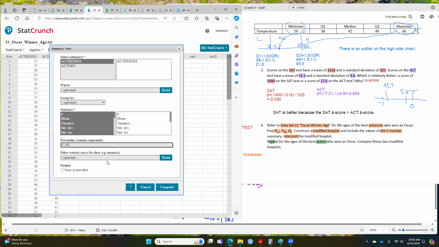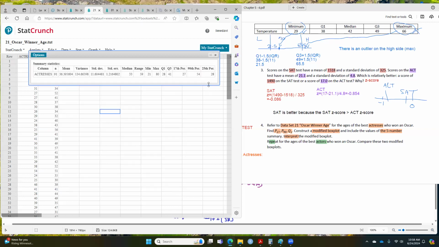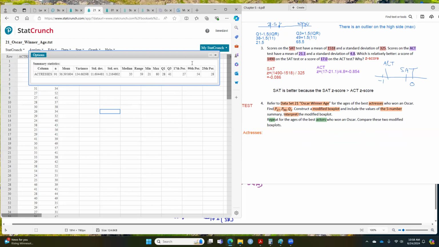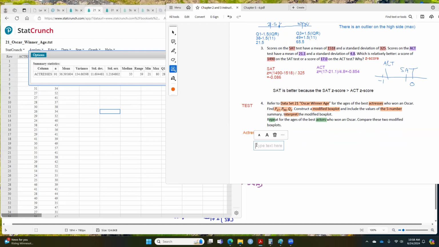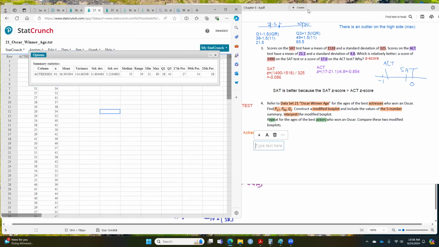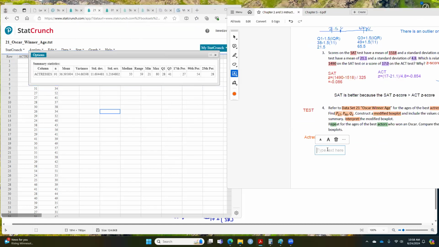Now, since the question asks us to find quartile 1, the first quartile is the 25th percentile. So you can put 25, which is the same thing as Q1. Make sure you put it right underneath here, separated by commas. When you hit Compute, this is your answer. What you notice is that the 25th percentile and Q1 are exactly the same because they are the same thing.